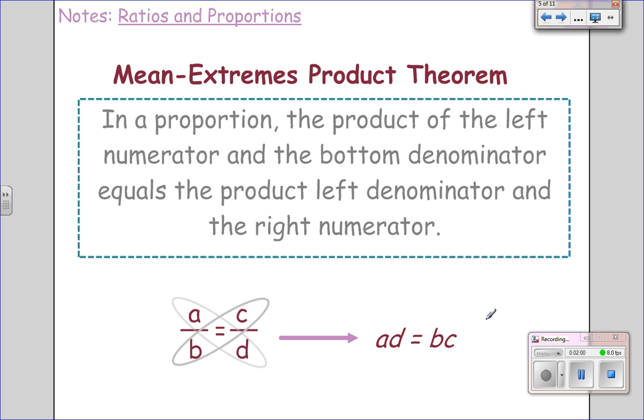In a proportion, the product of the left numerator, so a for example, and the bottom right denominator, so d, so a times d, equals the product of the left denominator, b, and the right numerator, c. So a times d equals b times c. This is a trick that we call cross multiplying. Get familiar with this little trick because we're going to use it a lot the rest of the year.